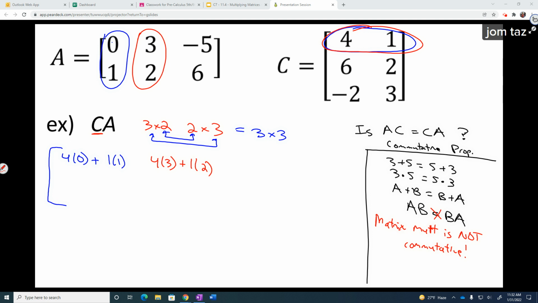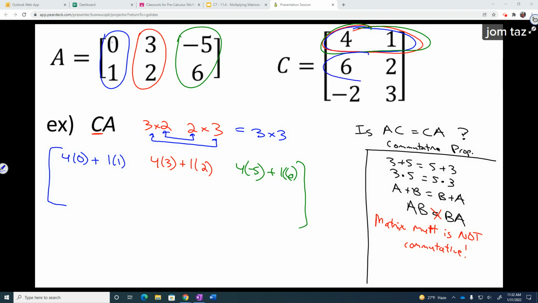Now we've got the third column, so we gotta go all the way through. First row, third column. So then 4 times -5 plus 1 times 6. And then that's all of our columns, so we can go ahead and close this off. All right, now we did all the columns, so we're going to drop down to the next row.